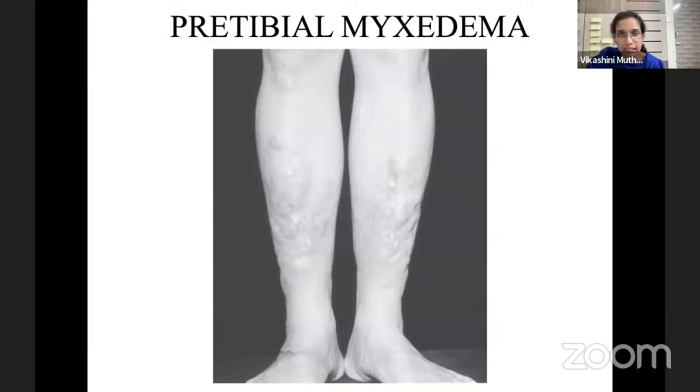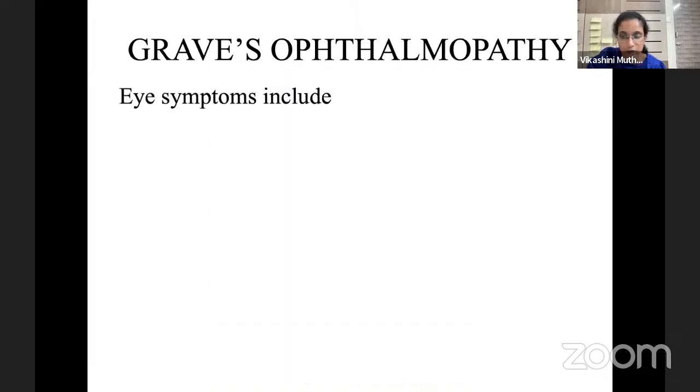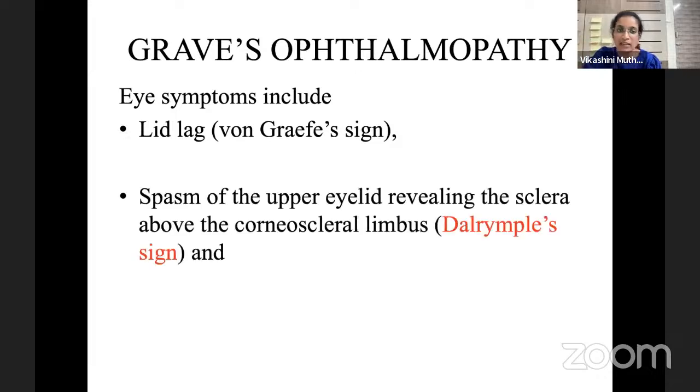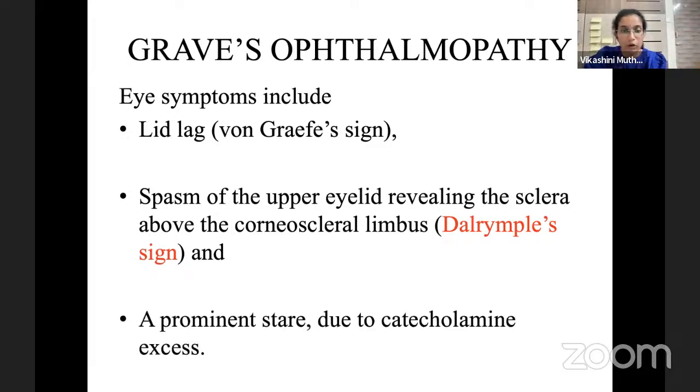So this is the pretibial myxedema with deposition of glycosaminoglycans. And eye signs, yeah, it includes lid lag. So whenever you ask the patient to look down, the upper eyelid has to follow the eyeball. But because of the lag, the upper lid will not follow the eyeball. So that is von Graefe sign. And there will be spasm of the upper eyelid, which reveals the sclera above the corneoscleral limbus. So this sign is Dalrymple sign. And there will be a prominent staring look. And that is because of this excess catecholamines.